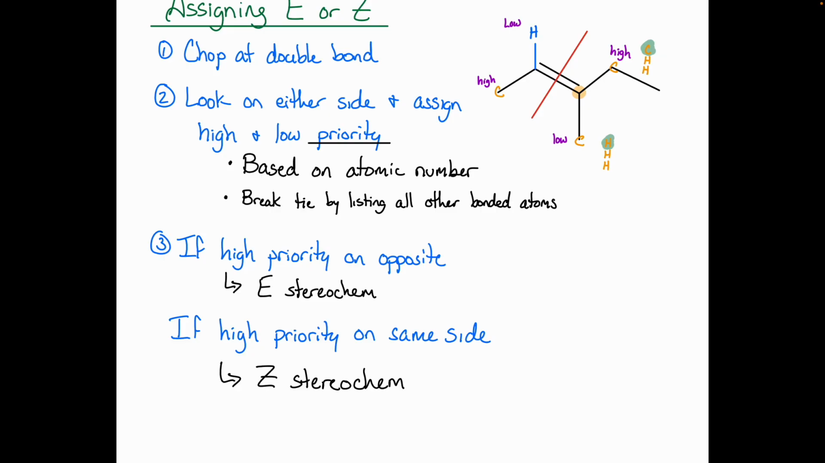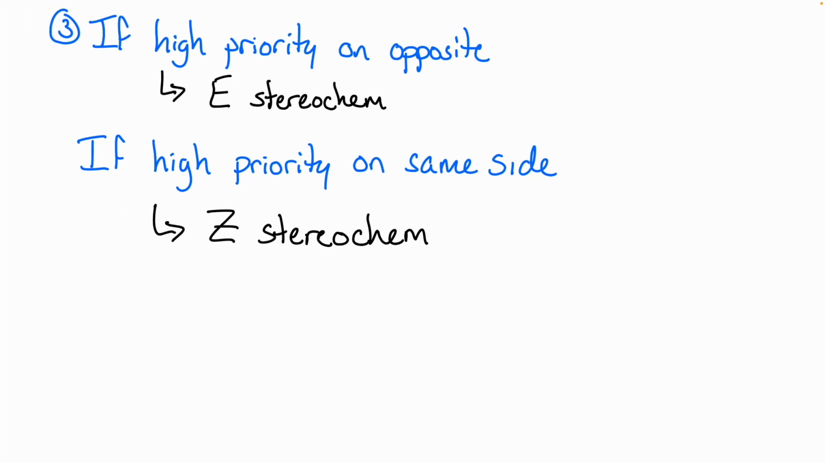Okay, so given our example above, would this be an E or a Z stereochemistry for this alkene? My high priority group is pointed up over here and pointed down over here, so they are on opposite sides. So this one would be the E stereochemistry. Now obviously we've got to keep track of which one's which here. On opposite sides is E, on the same side is Z.